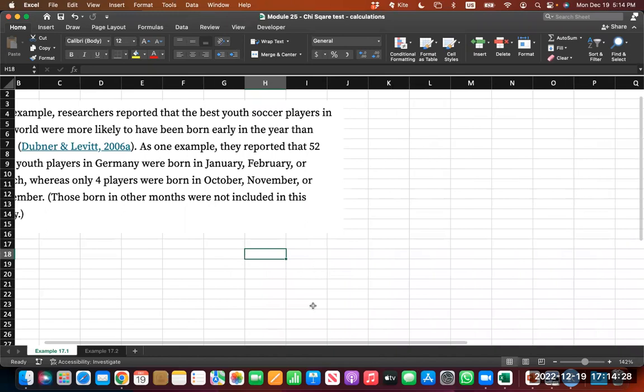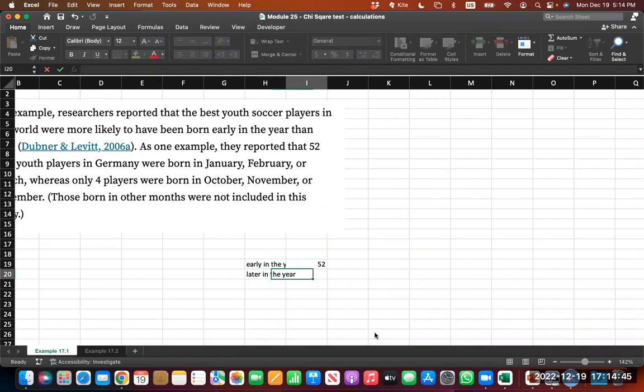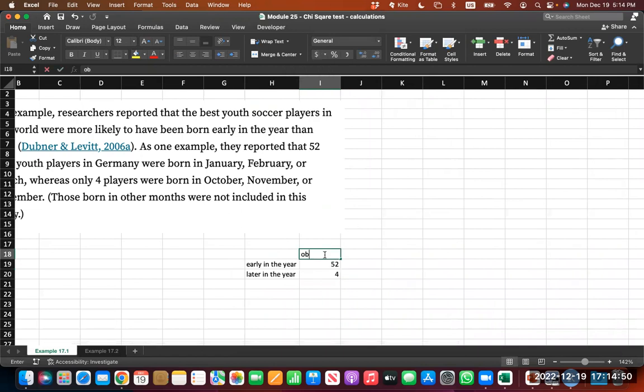Okay, but basically what you would be doing now is determining that early in the year, 52 individuals were born. And then later in the year, you had only 4. So you have here your observed counts. So that's just a count. And for the quizzes, what you will need to understand is how you translate what is provided to you into such a table. So you have observed versus later in the year.